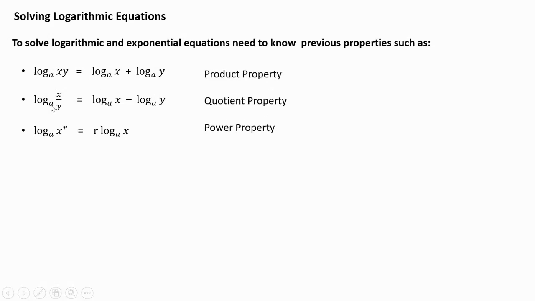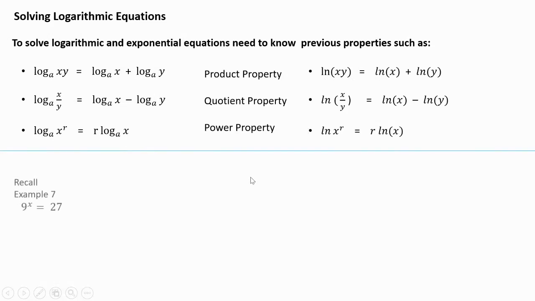So these are the product rule, the quotient rule, and the power property. They work the same way for the natural log, which is the ln, right? So let's see what we got here.